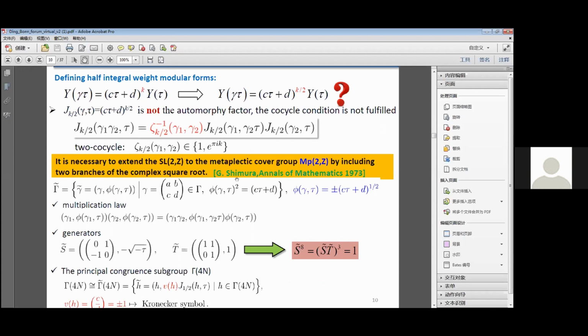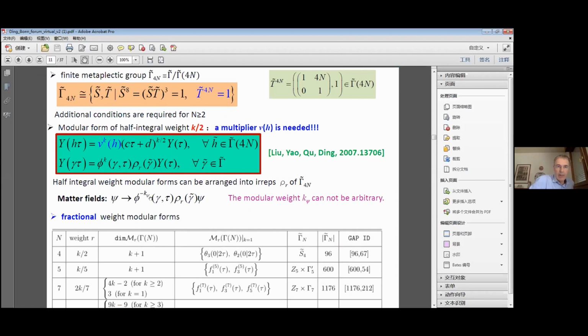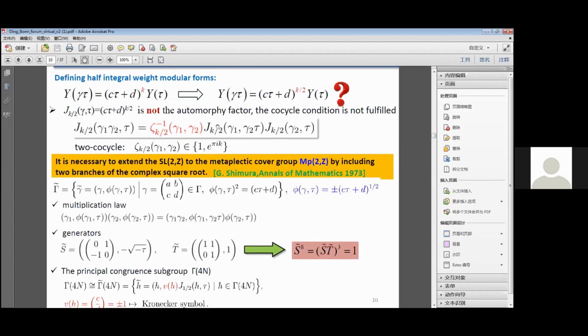The idea is given by Shimura. We include both branches, the plus 1 and minus 1 factors. Then this factor would disappear. Some elements of MP2Z satisfy the cocycle relation. Okay, and you apply this both to modular forms and to matter multiplets. Yes, because this comes from this one.